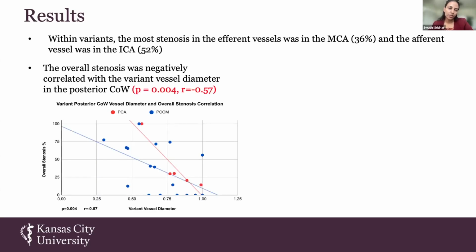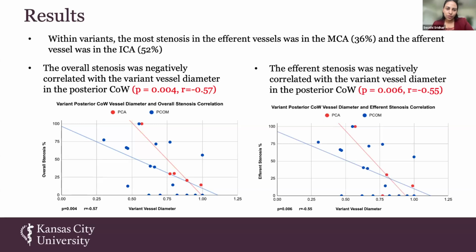And when we plotted the percentage of variant vessel diameter and the overall stenosis here, we found a negative correlation between the variant vessel diameter in the posterior part of the circle and the overall stenosis, meaning that as the variant vessel diameter decreased in the posterior cerebral arteries, the overall stenosis increased. And this trend was also observed for efferent stenosis and the variant vessel diameter in the posterior cerebral artery variants.